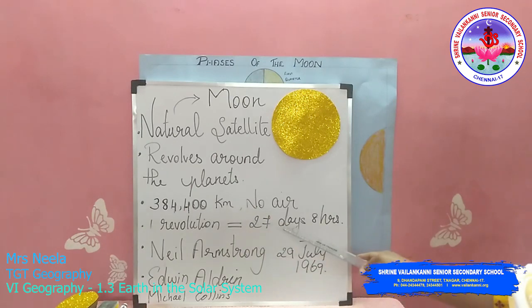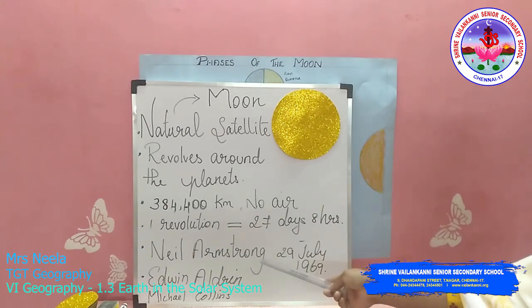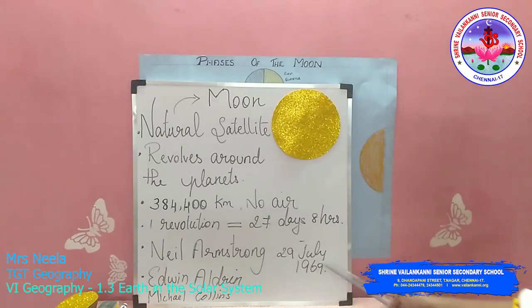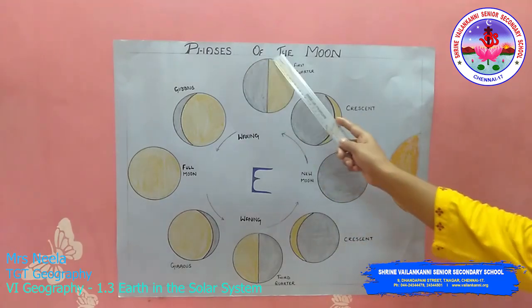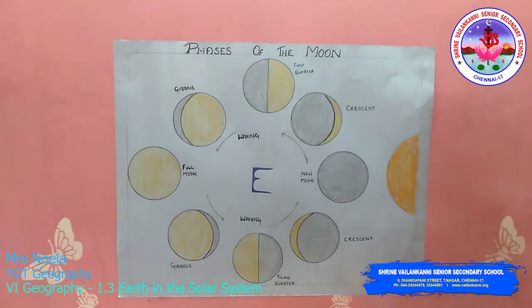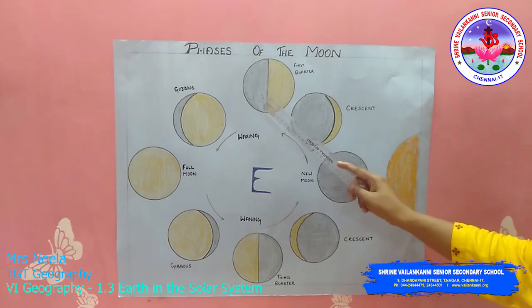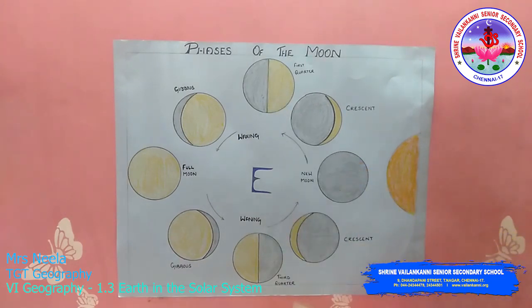One revolution is equal to 27 days and 8 hours. The first person to land on the moon is Neil Armstrong on 29th July 1969 with his co-astronauts Edwin Aldrin and Michael Collins.